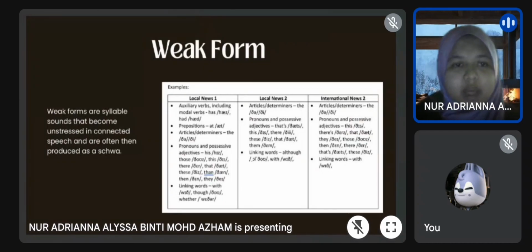The next one, we have weak forms. Weak forms are syllables or sounds that become unstressed in connected speech and are often produced as a schwa. Weak forms have a lot of categories, focusing on grammar aspects. So we have auxiliary verbs, which include modal verbs also. We also have prepositions, articles or determiners, pronouns and possessive adjectives, and also linking words.